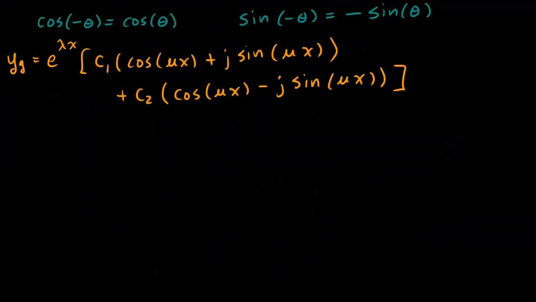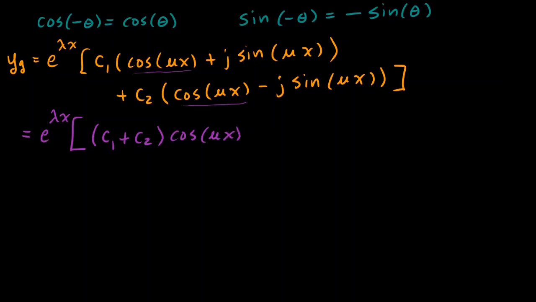Okay, so now I'm just going to collect terms and rearrange a little bit. So I'll have e to the lambda x, that's still on the outside here. And now I'm just going to take this cosine mu x term and this cosine mu x term, bring them together. So I'm going to have a C1 plus C2 onto the cosine of mu x. And then I'm going to do something similar with the sine term, but I do have to deal with this negative here. So I'm going to have plus j times C1 minus C2 onto the sine of mu x.